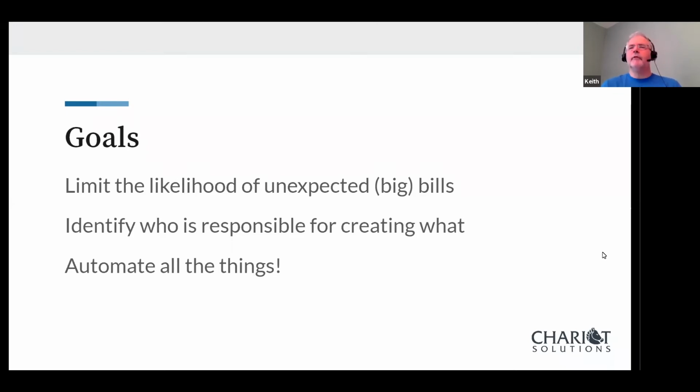Certainly identify who is responsible for creating things. One of the worst things that you can have if you're managing an AWS deployment is to come across an EC2 instance that's been running for 6 months and has an intriguing name such as ETE support. We had one of those, and no hint of who created it and whether it's still needed. And then finally, we want to automate as much as possible.